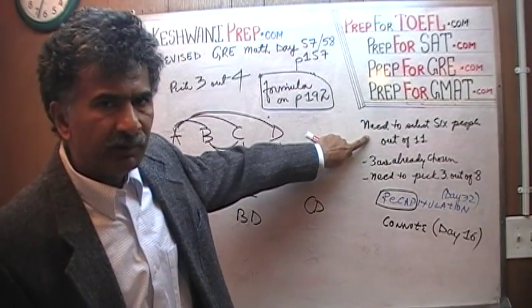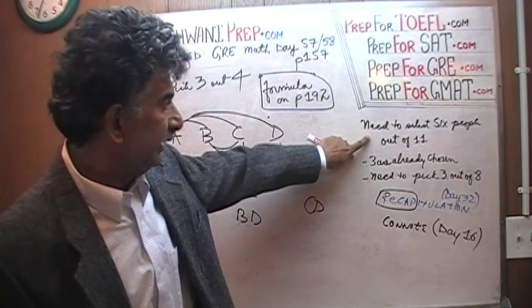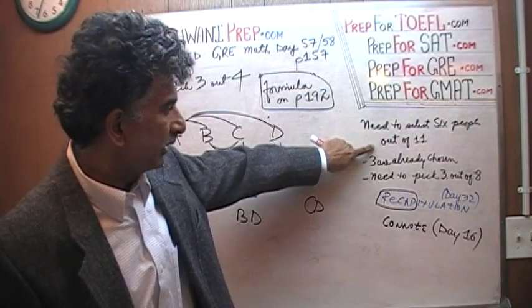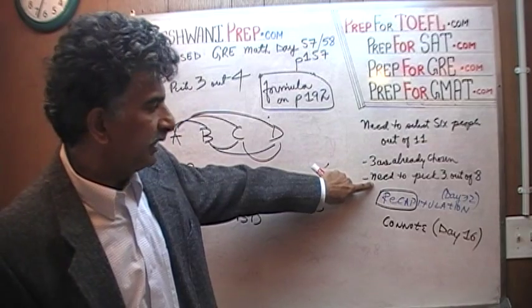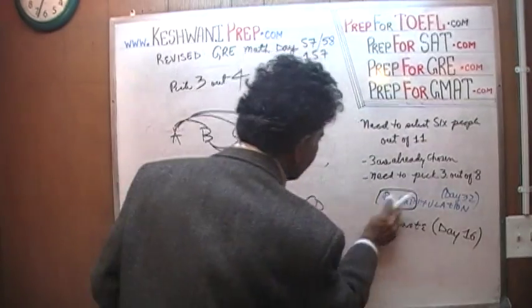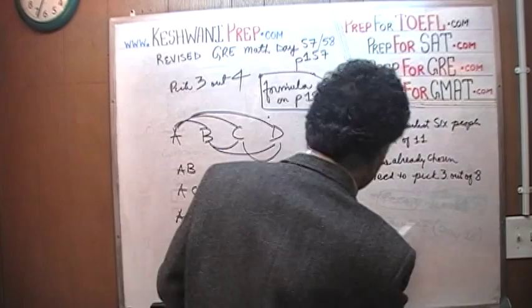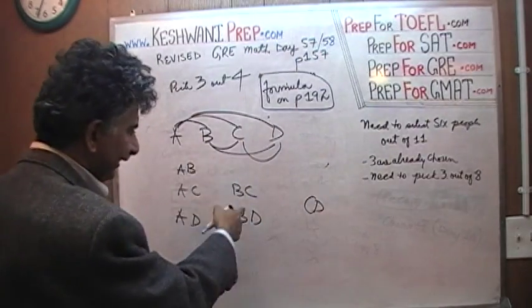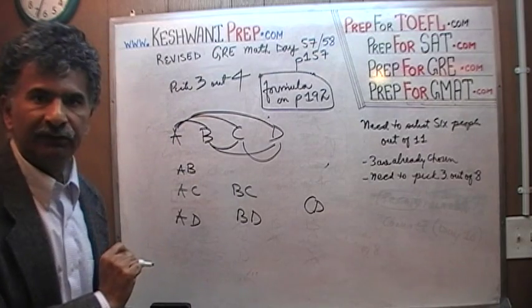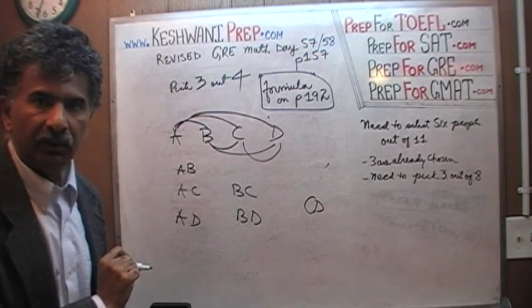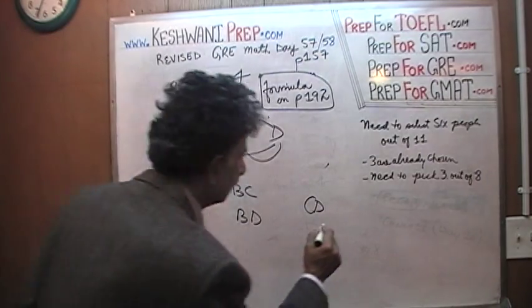In the actual problem that we're trying to figure out at the very end, we need to select 6 people out of 11. 3 are already chosen. We need to teach, therefore we need to pick 3 people out of 8. Just erase this part actually, I don't need this now. I need the room. So here there are 6 ways of making pairs. In other words, there are 6 ways of choosing 2 people out of 4.